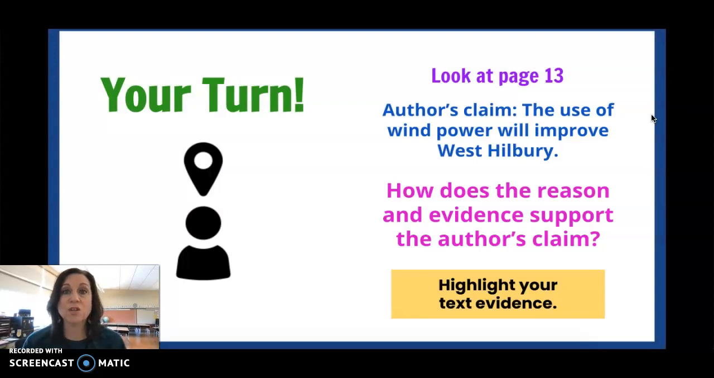All right, turn to page 13. Okay. Our author's claim is the use of wind power will improve West Hillbury. Okay, that's the claim. We need to find how the reason and evidence support the author's claim. So you need to highlight your text evidence as you go through this, okay? This is your turn. You're looking for your reason. How does the reason and evidence support the author's claim? And remember, the claim is that the use of wind power will improve West Hillbury. Pause it here and then come on back and we'll discuss.